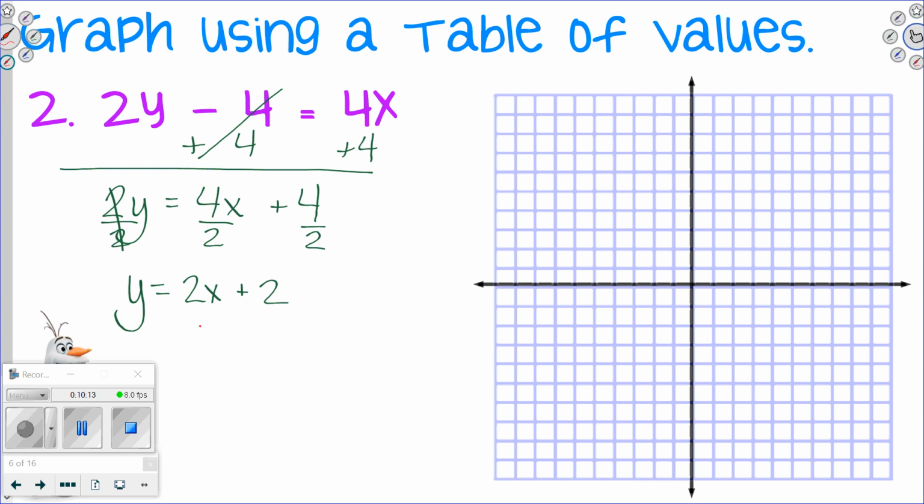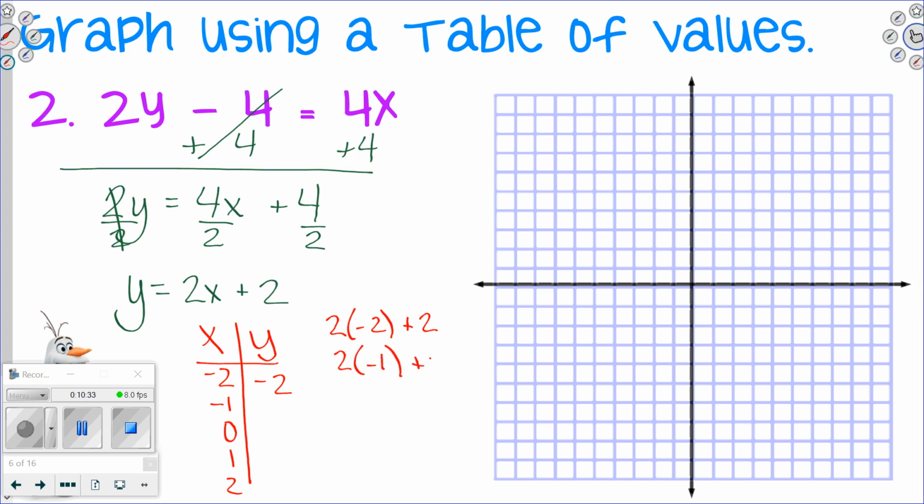Draw my table. It's x, y, and again, I'm going to go -2, -1, 0, 1, 2. I'll plug it in and see what we get. So I plug in a -2. 2 times -2 plus 2. Good. If I plug in a -1, if I plug in a 0, if I plug in a 1, and if I plug in a 2.